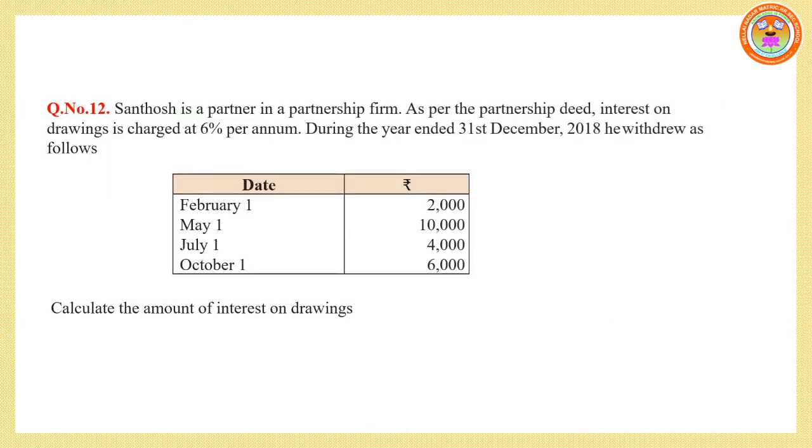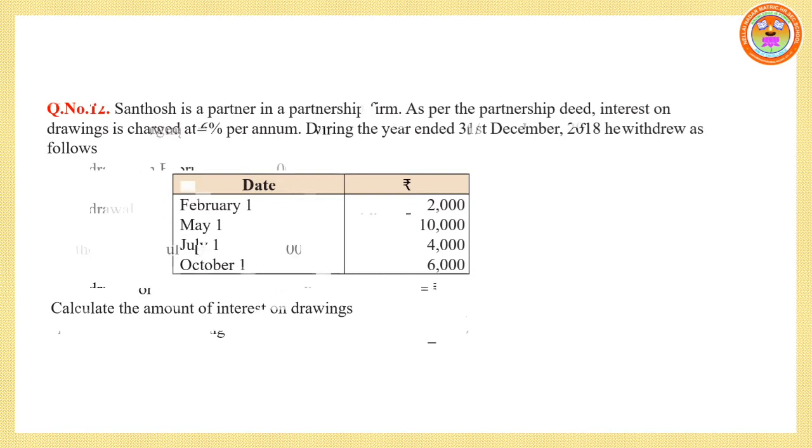Now move on to the next sum, number 12. Santosh is a partner in a partnership firm. As per the partnership deed, interest on drawings is charged at 6% per annum. During the year ended 31st December 2018, he withdrew as follows. So irregular dates, irregular amounts. He has withdrawn money 4 times for his personal use. Look at the dates: February 1, 2,000; May 1, 10,000; July 1, 4,000; October 1, 6,000. They ask us to calculate the amount of interest on drawings. In this sum also we have to calculate interest on drawings under the direct method. Let me see how to calculate.